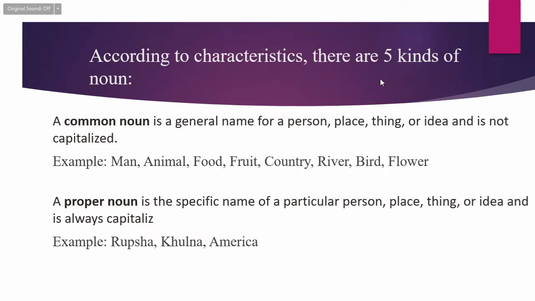So 5 kinds of noun according to characteristics. Now, what do you understand by the word characteristics? Do you know the meaning of characteristics? বৈশিষ্ট্য, right? So according to characteristics there are 5 kinds of noun, let us see. A common noun, so a common noun, right? So can anyone tell me all the names of the 5 kinds of noun?